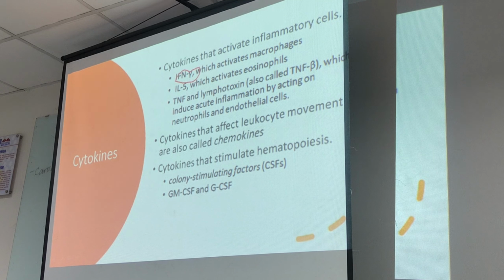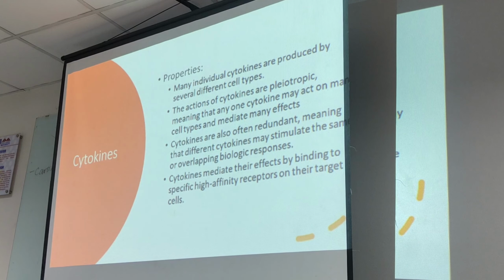Cytokines that affect leukocyte movement are also called chemokines. And cytokines can also be growth factors, or they can stimulate hematopoiesis. Many properties of cytokines are listed here. Many individual cytokines are produced by several different cell types. The actions of cytokines are pleiotropic, meaning that any one cytokine may act on many cell types and have many effects. Cytokines are also often redundant, meaning that different cytokines will stimulate the same or overlapping biological responses. And they are also receptor specific.